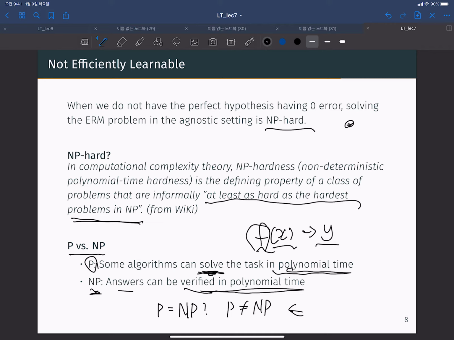Okay. Anyway, NP hard is not good news. When we do not have the perfect hypothesis having zero error, solving the ERM problem is known to be extremely difficult, and the computational complexity will grow very quickly, exponentially, as the dimension grows.